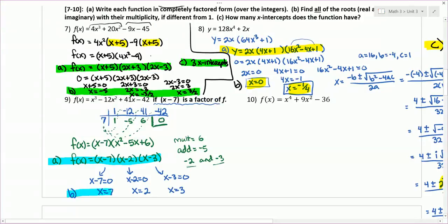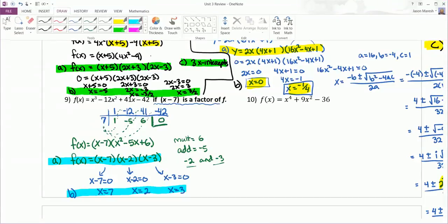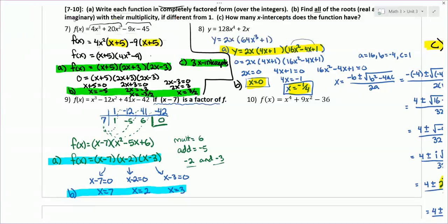And then they ask how many x-intercepts there are. So you look at all your roots and ask, well, how many roots do I have, and how many of those in particular are real? And all of them are real in this case, so we have 3 x-intercepts.